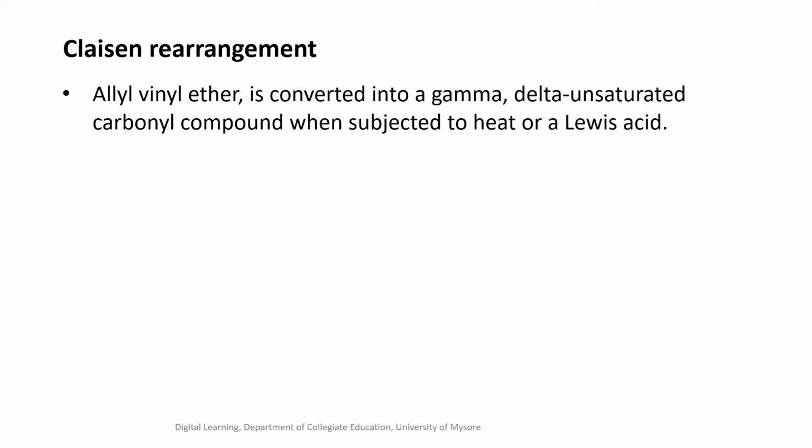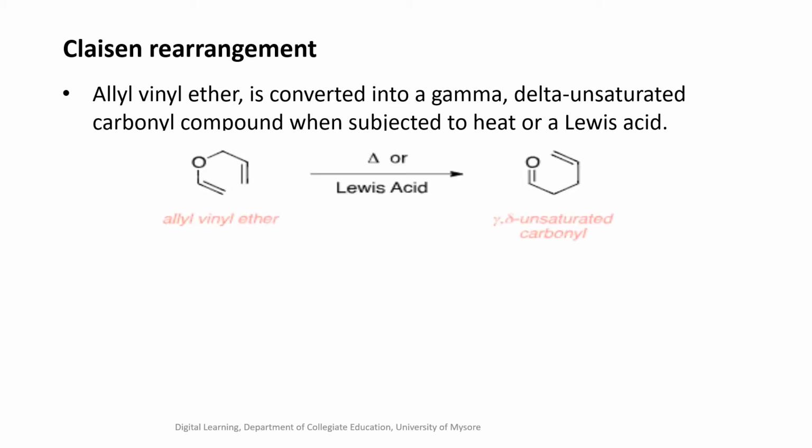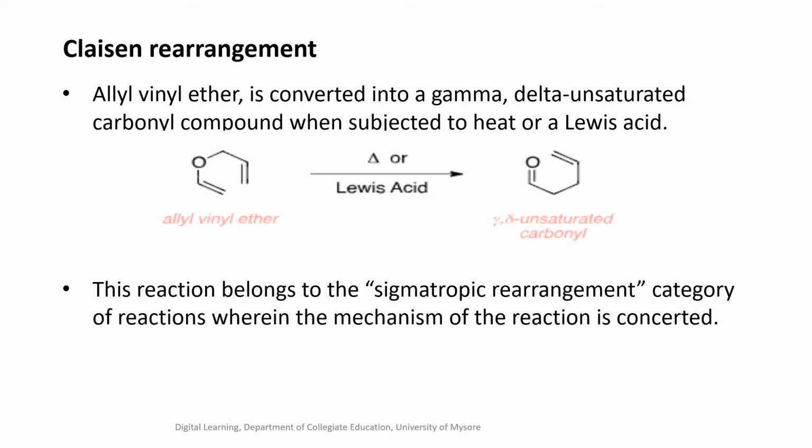Next, let us see Claisen rearrangement. Here, allyl vinyl ether is converted into a gamma delta unsaturated carbonyl compound when subjected to heat or a Lewis acid. This is what is Claisen rearrangement. This reaction belongs to the sigmatropic rearrangement category of reaction, wherein the mechanism of reaction is concerted.